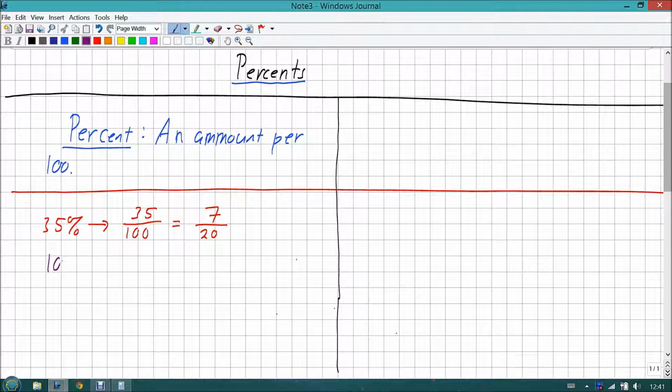What about 10%? Well, that would be 10 per 100, which is 1 over 10. What about something like 50%? I think you guys already know this one. That's 50 over 100, which is 1 over 2.